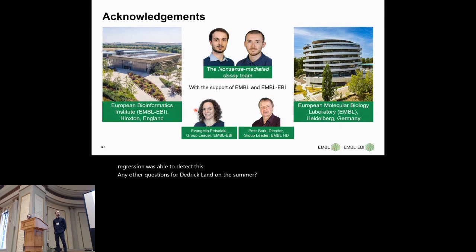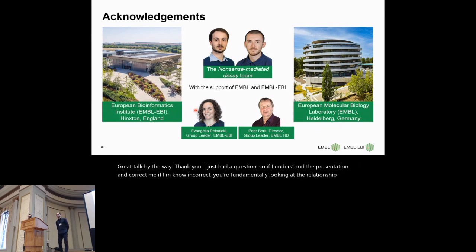Great talk, by the way. Thank you. I just had a question. If I understood the presentation, and correct me if I'm incorrect, you're fundamentally looking at the relationship between alpha and beta 1, I think you call that other variable. Did you look at how that deviation changes based on input, like if certain environmental factors for some samples cause that correlation to swing one way or the other?